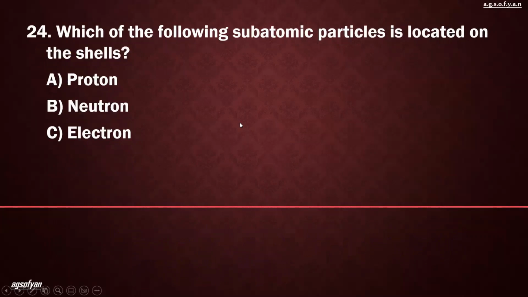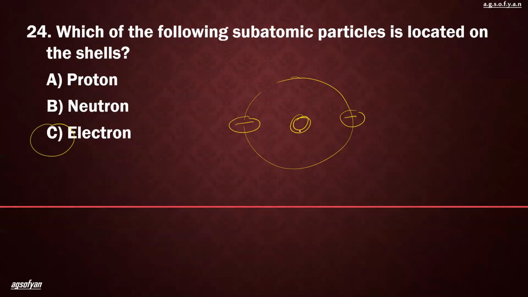Which of the following subatomic particle is located in the shell? So atom has nucleus and shell. Which one is located in the shell? It has negative charge. Electron. Yes, it should be electron. Protons and neutrons will be in the nucleus. So nucleus will be positive charge because protons are positive.